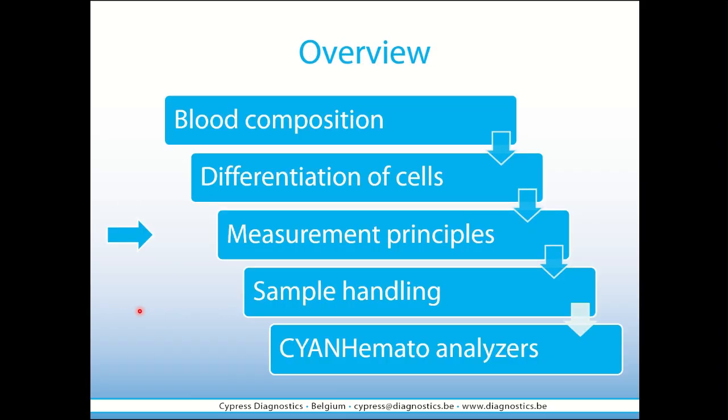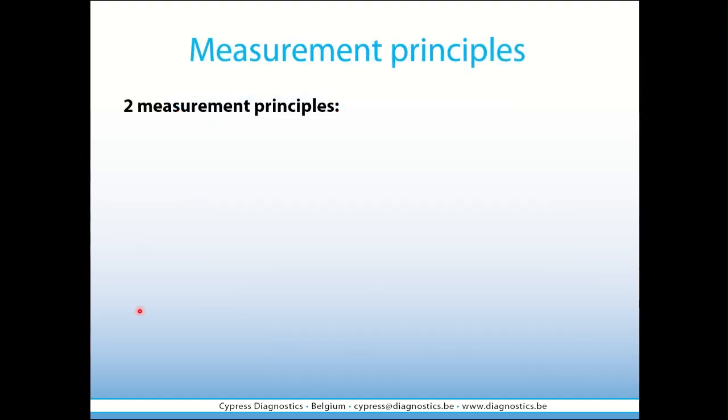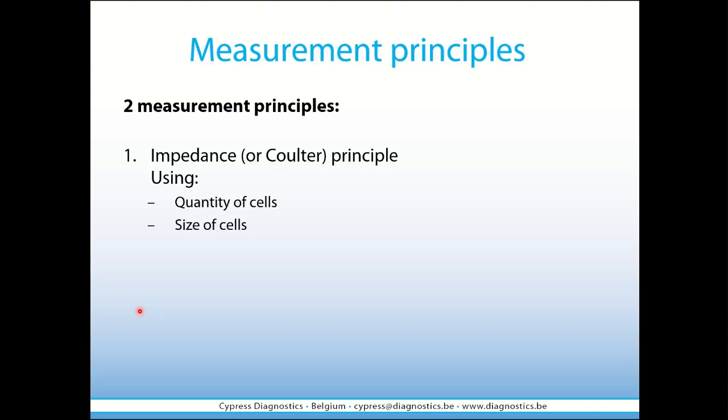Which measurement principles are used in the hematology analyzer to perform a complete blood count? Two measurement principles are applied in our analyzers. The first one being the impedance method or Coulter method, which counts and sizes cells by detecting and measuring changes in electrical impedance when a cell passes through a very small hole called an aperture. This principle allows us to count the number of red blood cells, platelets, and white blood cells.